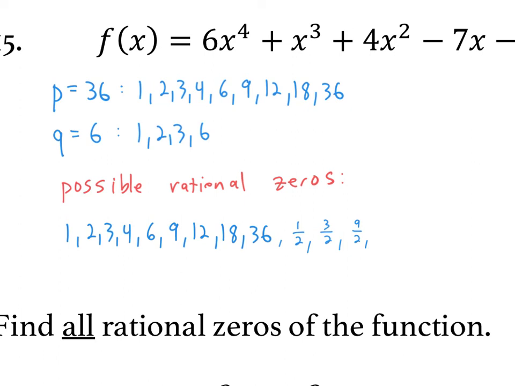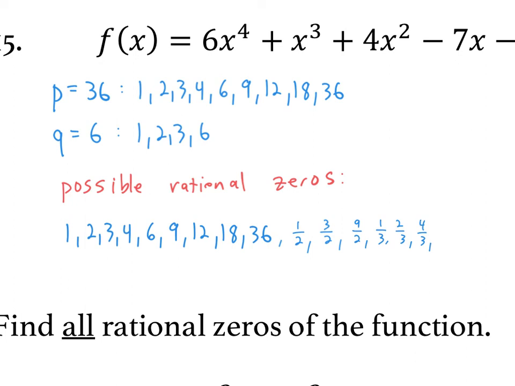Okay, so let's divide by 3. So 1 divided by 3, 2 divided by 3, 3 divided by 3 is 1, so we don't have to do that. 4 divided by 3. Okay, 6 divided by 3 is 2, we've already got a 2. 9 divided by 3 is 3, we've already got a 3. And we've already got the rest.